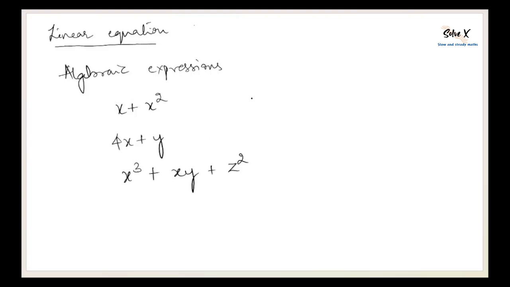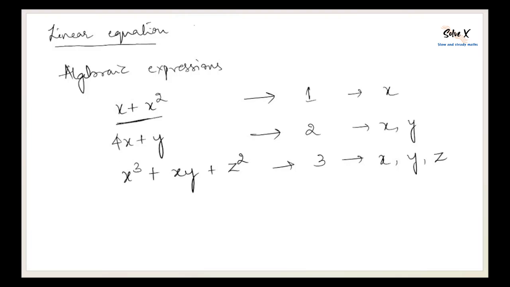You can notice that in the first example, there is only one variable, correct? So the one variable is x. In the second example, we have two variables which are x and y. In the third example, we have three variables which are x, y and z. Also, you can see that the highest power of the variable in the first example is 2.